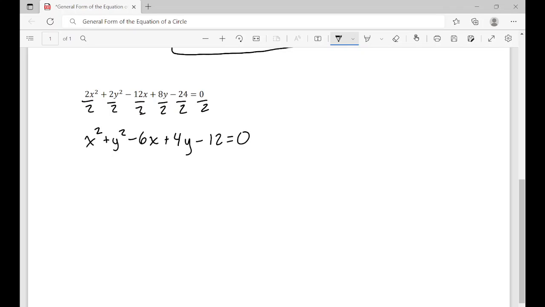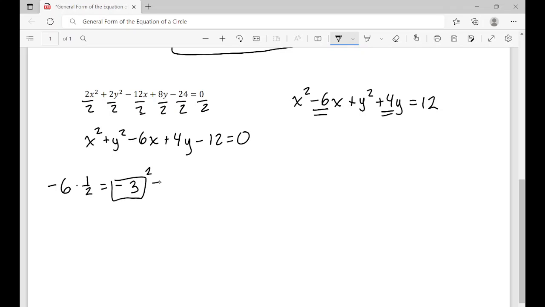And now just like before, group my x's and my y's together. So x squared minus 6x plus y squared plus 4y, and then add the 12 over, equals 12. And now I'm going to take my negative 6 and my positive 4 and do the same steps again like I did previously. So negative 6 times 1/2 is going to give me negative 3. Box it in for later and square it. Get a positive 9. Take 4, multiply it by 1/2, get 2. Box it in for later and square it, and I'm going to get 4.